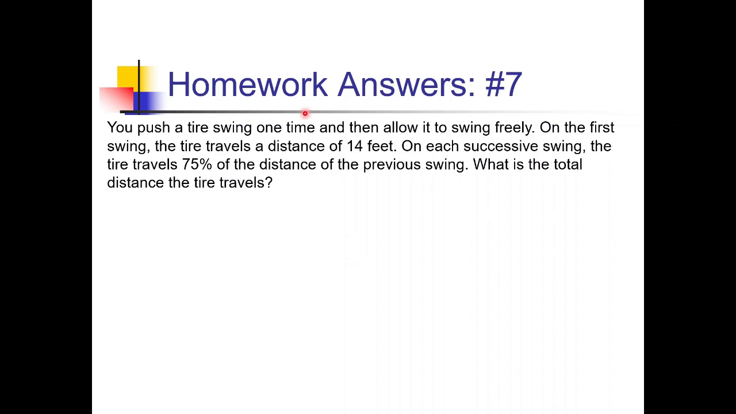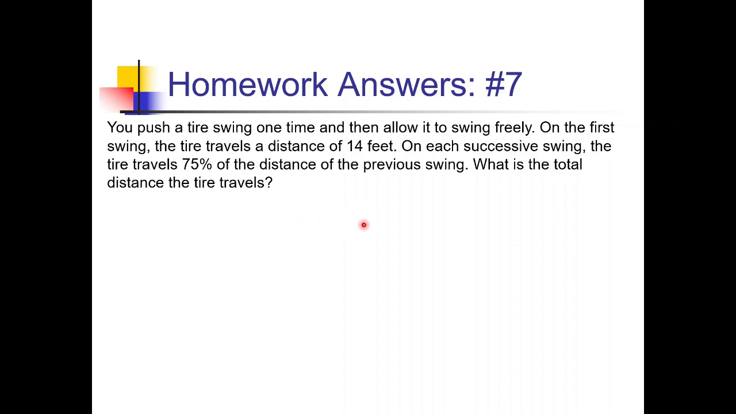For this word problem, we have a tire swing that we're pushing one time and then allowing it to swing freely. On the first swing, it travels 14 feet, and each time after that, it travels 75% of the distance from the last swing. We want to know the total distance this tire travels. Well, since we keep multiplying by the same thing over and over again with this 75% business, that makes this a geometric series, an infinite geometric series, or at least close enough that we can use some infinite math. So we're going to go ahead and use our formula in a minute.